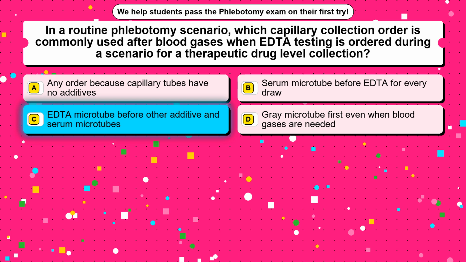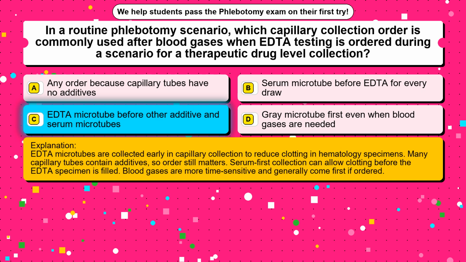The correct answer is option C. EDTA microtube before other additive and serum microtubes. EDTA microtubes are collected early in capillary collection to reduce clotting in hematology specimens. Many capillary tubes contain additives, so order still matters. Serum first collection can allow clotting before the EDTA specimen is filled. Blood gases are more time sensitive and generally come first if ordered.